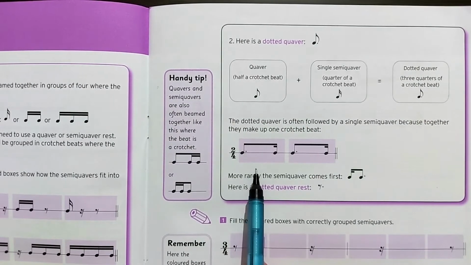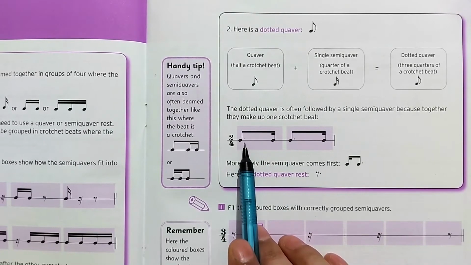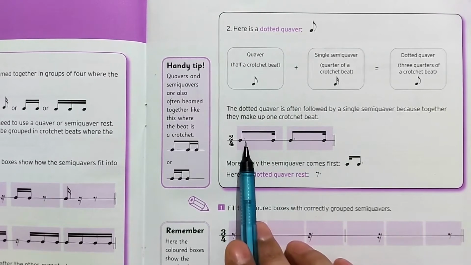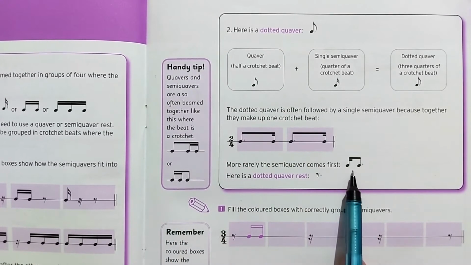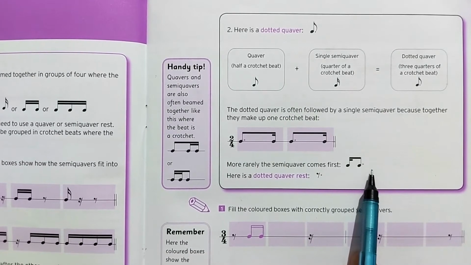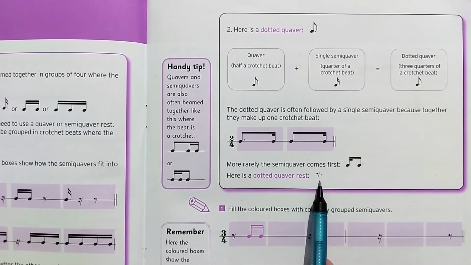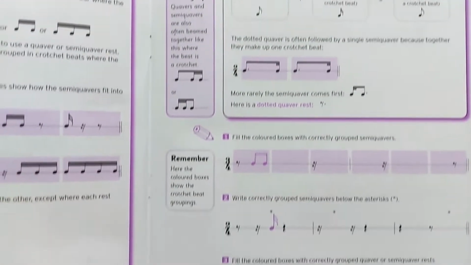Here you can see how you can write it in this way. This is the dotted one inside the grouping, and generally we mostly see this, or this, which is very rare. You will see that first we have a semi-quaver note and then we have a dotted quaver note. And the dotted quaver rest I've already told you, you have seen it. So let's start the exercises so you understand it in a better way. Let's start with the first one.